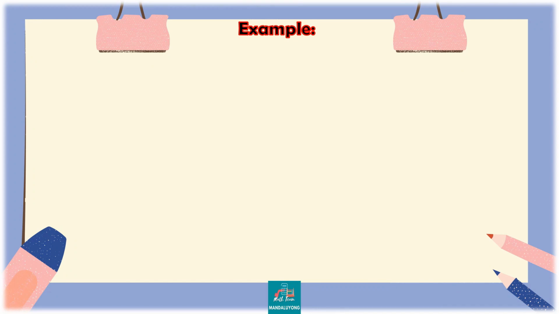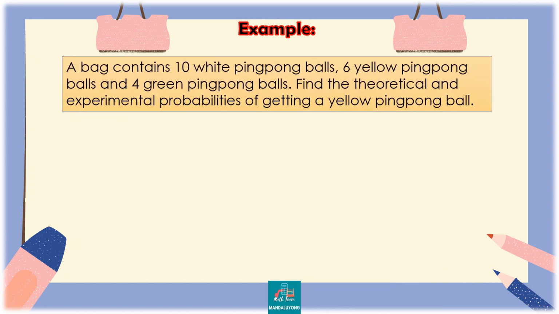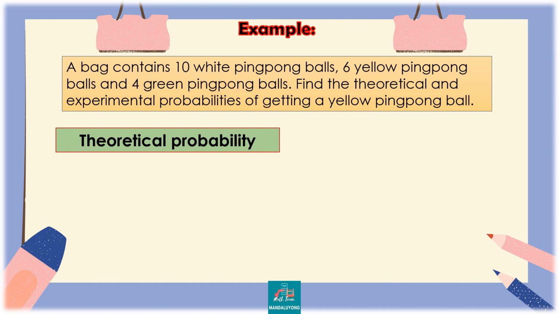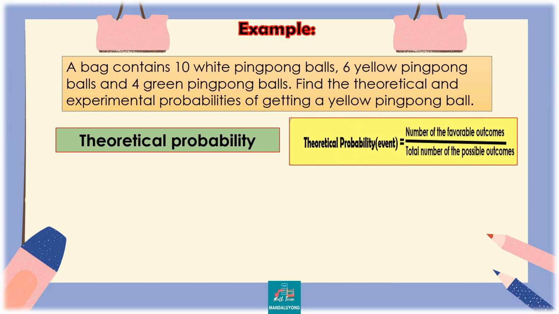Let us see this example. A bag contains 10 white ping pong balls, 6 yellow ping pong balls, and 4 green ping pong balls. Find the theoretical and experimental probabilities of getting a yellow ping pong ball. Let us first use theoretical probability. We will use this formula.